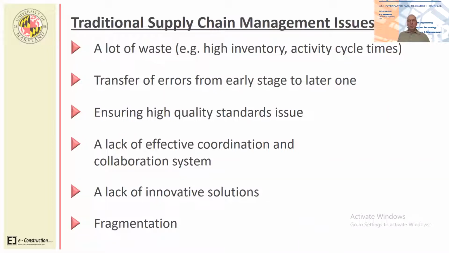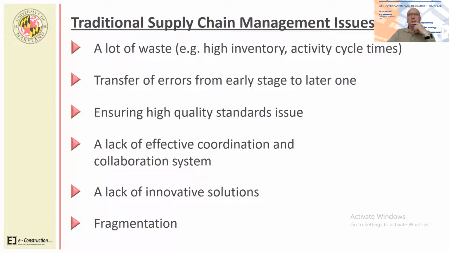And we also have a problem with ensuring high quality standards, because multiple contractors and subcontractors work based on their own industry norms, and sometimes the coordination of these standards, what needs to be delivered, is not an easy task. Lack of effective coordination and collaboration systems has been a hallmark of supply chain issues in construction, because of the multitude of interests and multitude of professionals.